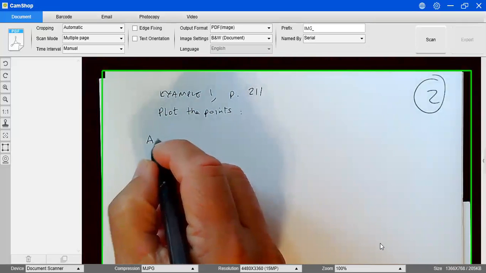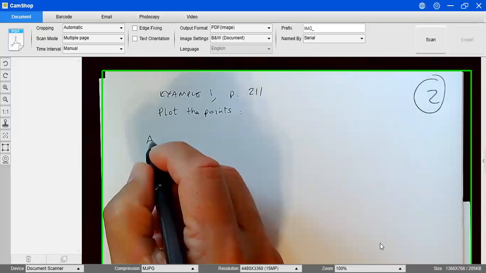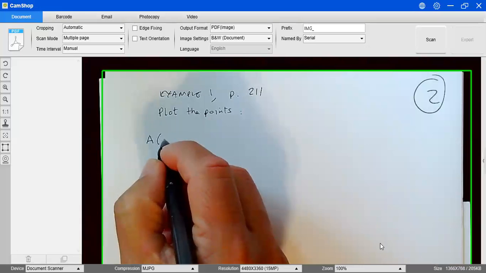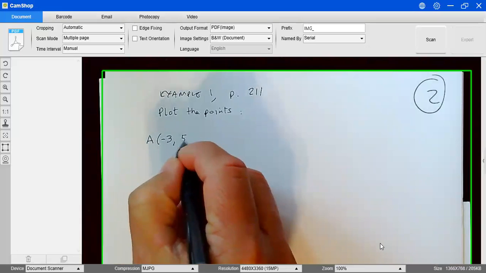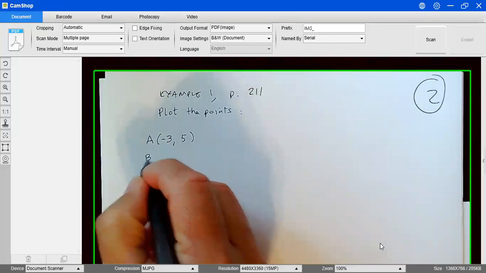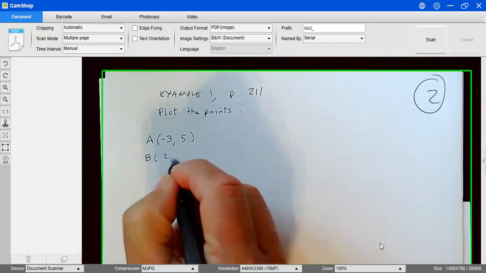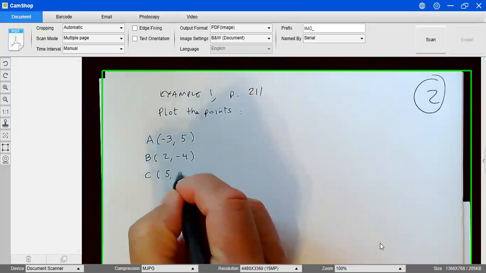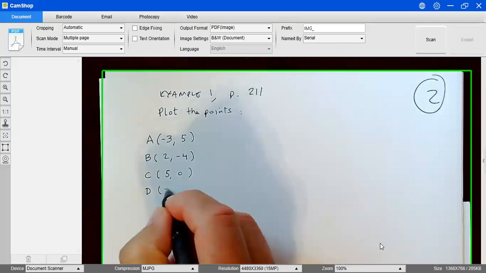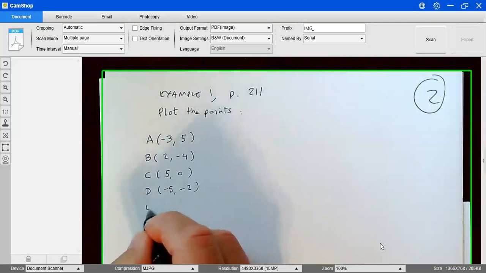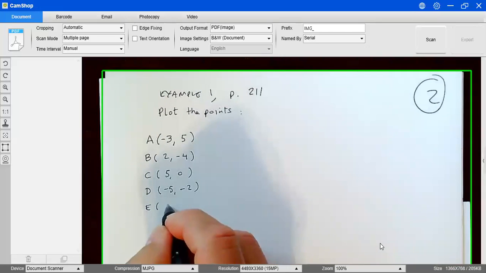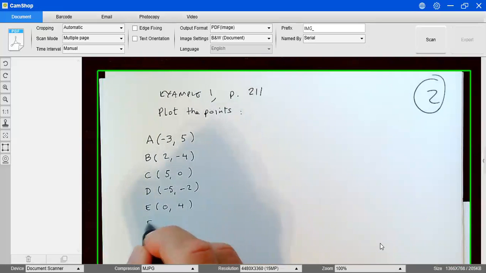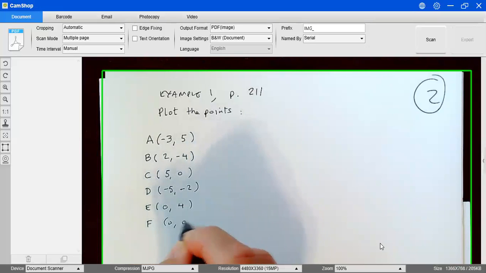So the first point is point A. We're going to use capital letters to name points. So point A is just a point with coordinates -3, 5. Then point B is a point with coordinates 2, -4. C is a point with coordinates 5, 0. Then D, -5 and -2. E is going to be 0, 4. And finally F is going to be 0, 0. So these are the points that we're going to plot on the Cartesian coordinate system.